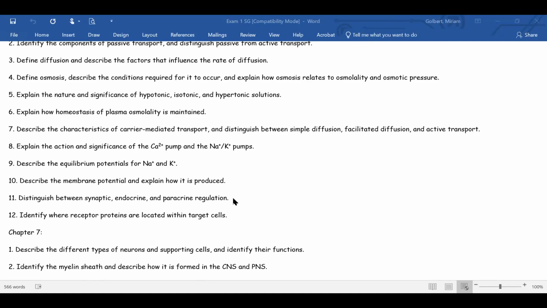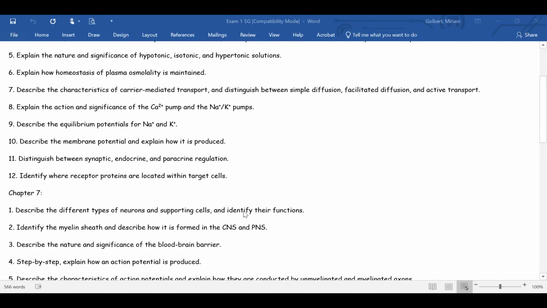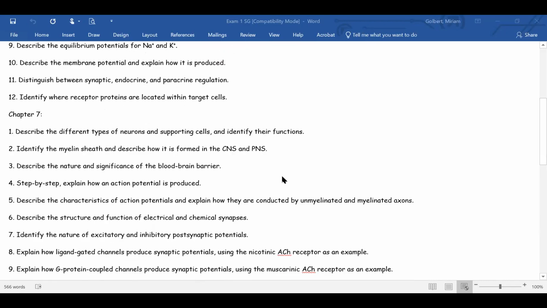Paracrine regulation means that there's a cell that secretes a chemical, and that chemical travels a short distance, not as short as synaptic, so it'd be a little longer space, but it's going to go and have an effect on another cell that is close by. And then receptors. Remember that in this chapter, we talked about receptors that are on the cell membrane and receptors that are in the cytoplasm. So we have extracellular receptors and intracellular receptors, right? Okay, so that's for chapter 6.